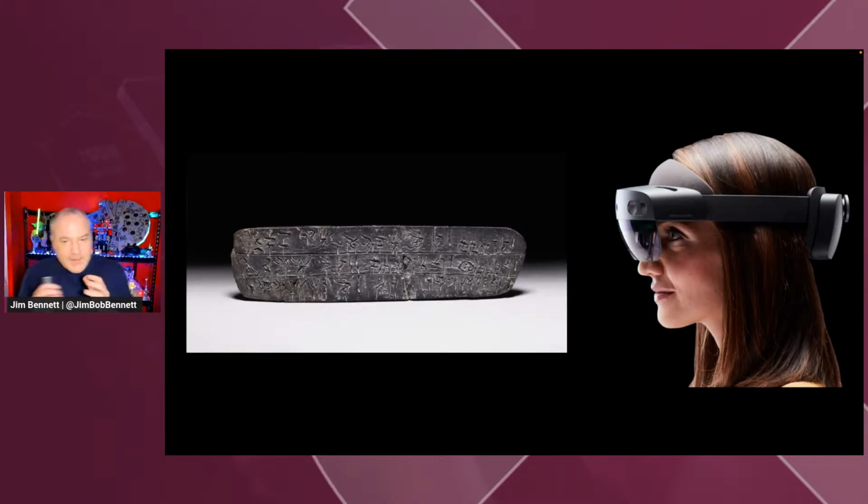So I want to start with a question for you all, something to think about. What do these two things have in common? We have this grey tablet with scratches on it, and we have a HoloLens too. So what do these two things have in common? That's a question for you all to think about. They actually have quite a lot in common, despite being very different. And I don't just mean they're rectangular and grey. They have a lot in common.